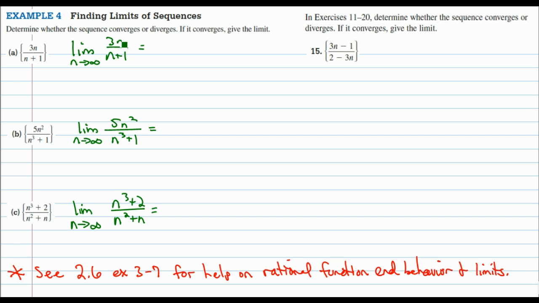In this first one, part A, the degree in the numerator and denominator are the same. So the limit will equal the leading coefficients, which would be 3. So this sequence defined by 3n over n plus 1 converges to 3.